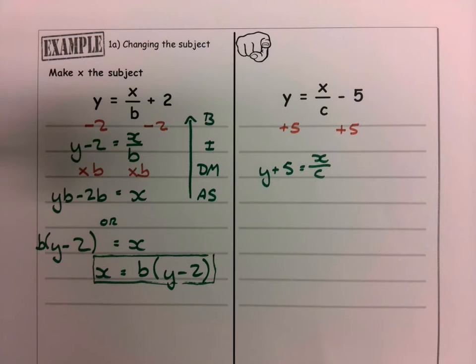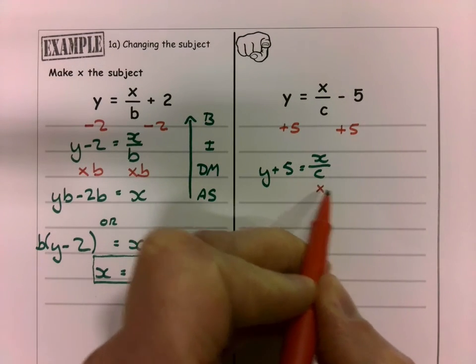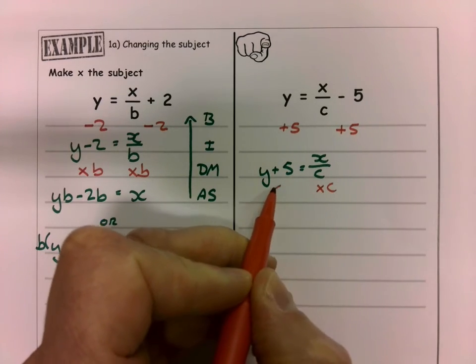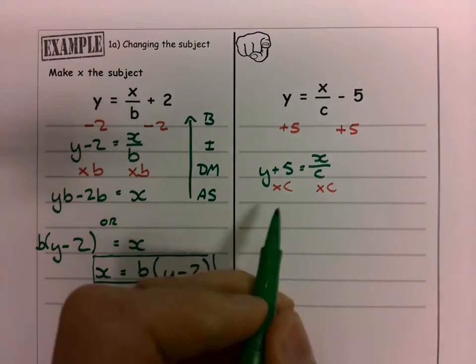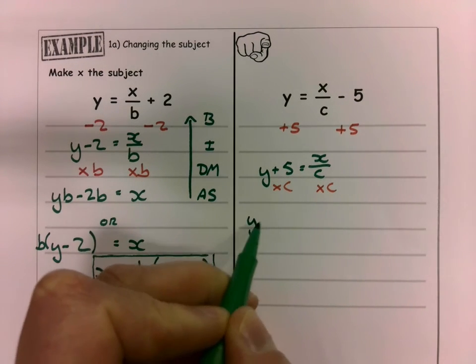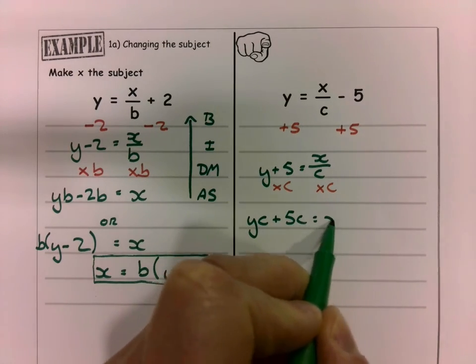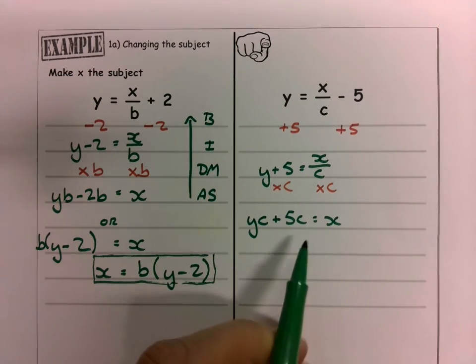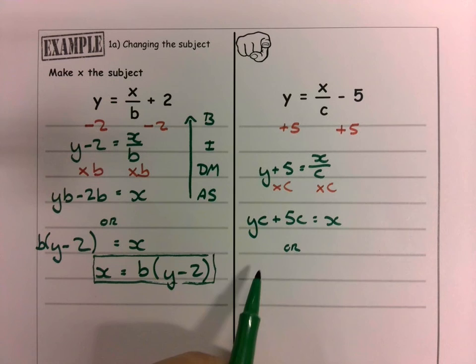So the next thing we're going to need to do is get rid of that c. It says divide by c. I'm going to multiply by c on both sides. There's my working line. So I'm going to end up with yc plus 5c is equal to x. And that's perfectly fine, unless we want to factorise it, in which case we would factorise the c out.